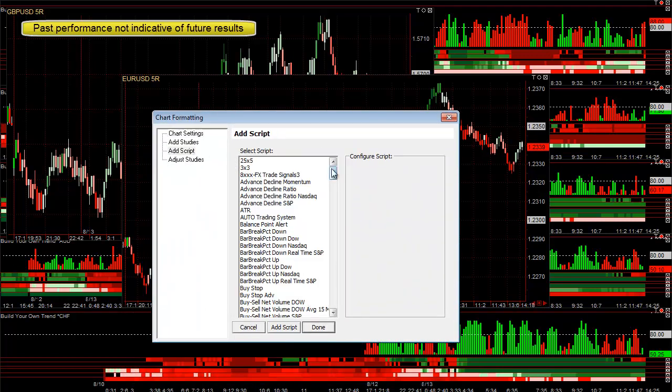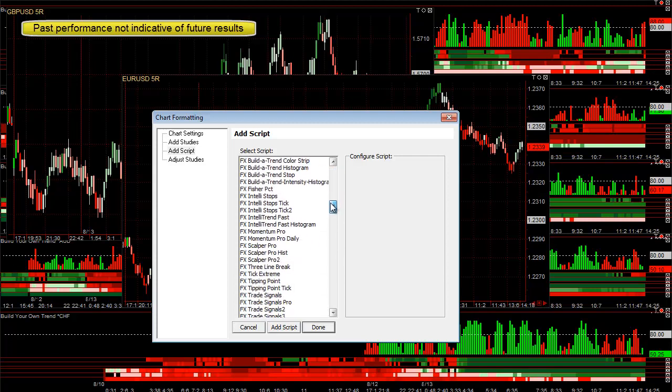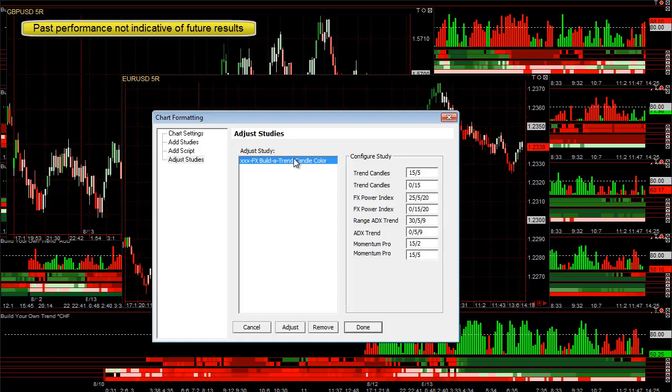This one is called, well, I haven't actually even named it yet. Let me see here. What did I call it in here? Oh, FX Build a Trend Color Candle. It's the same. You can see that some of the tools that were in there before have been removed. I'm now using the range bar data for the ADX trend and for one other tool in here.